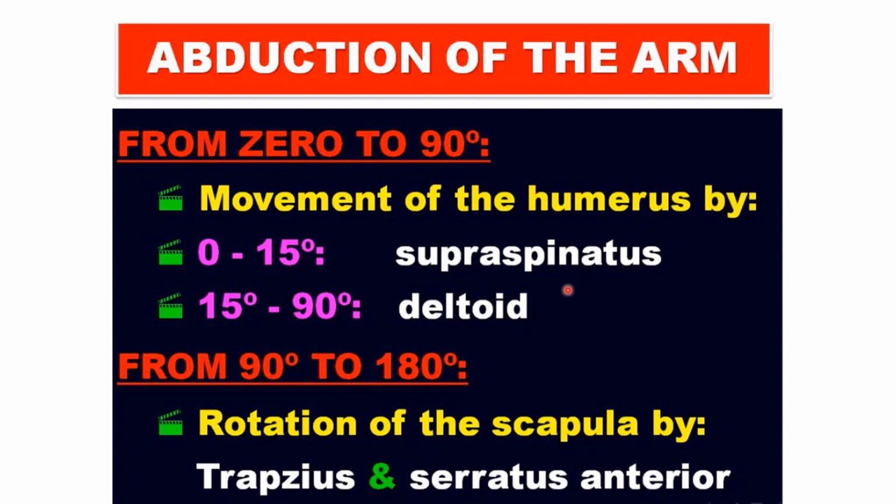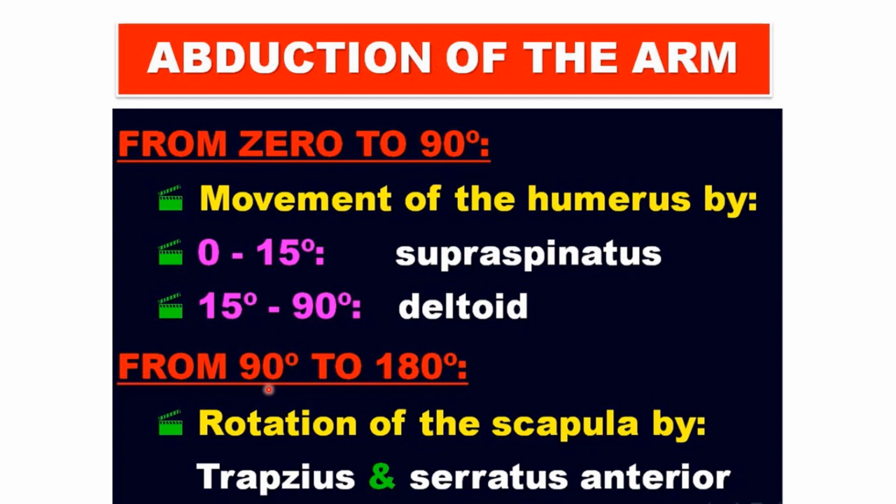Okay, from 0 to 90 degrees, any movement that occurs is actually by 2 muscles. The first muscle is the supraspinatus. That is the muscle that will initiate the movement from 0 degrees and then move all the way to 15 degrees. Now once it gets to 15 degrees, the muscle that takes over is the deltoid muscle. It moves the arm from 15 degrees to 90 degrees.